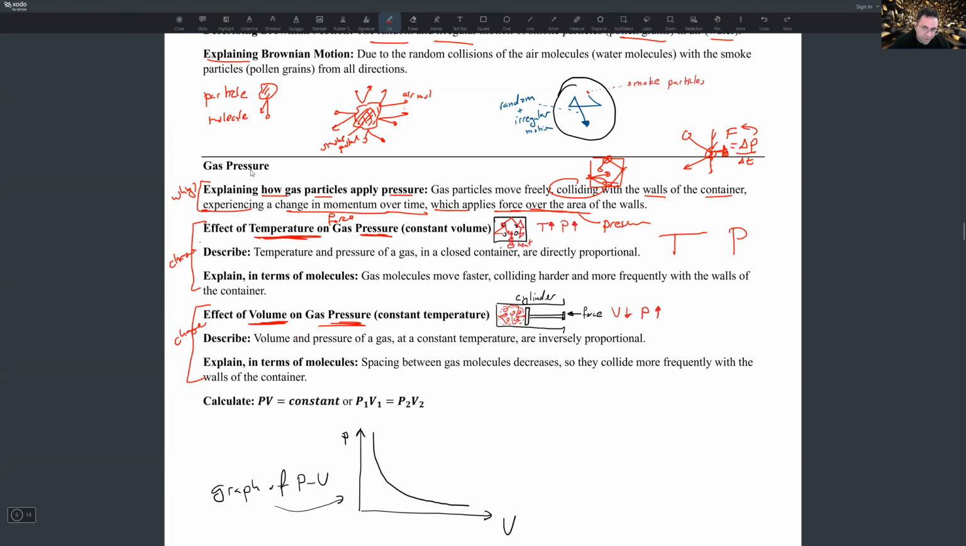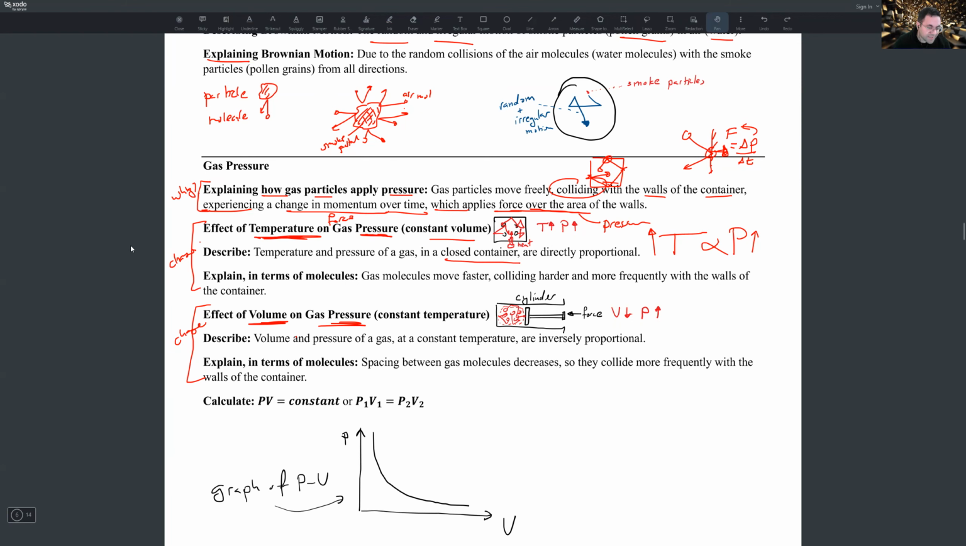Temperature and pressure are directly proportional. That means as we increase temperature, pressure increases. Temperature and pressure of a gas are directly proportional, as long as the container is closed, meaning constant volume. It's not allowed to expand. Think gas cylinder, think a deodorant spray can, for example. That's a closed container. So when you heat the gas in it, it can't expand because the container stops it from expanding. The pressure increases. Obviously, it explodes eventually, but maybe that's what you need. Okay.